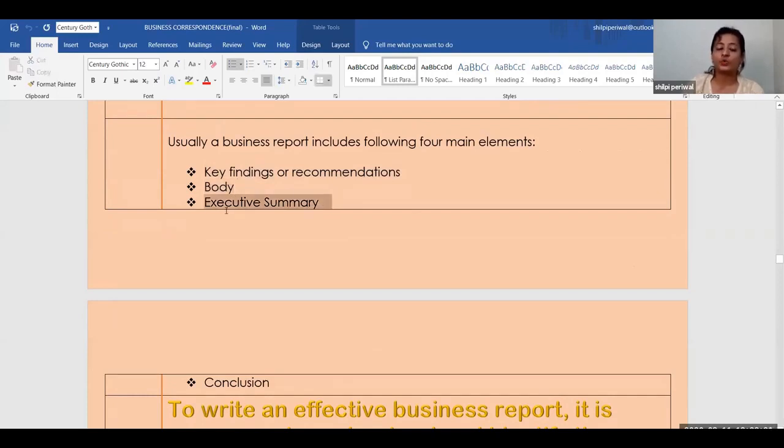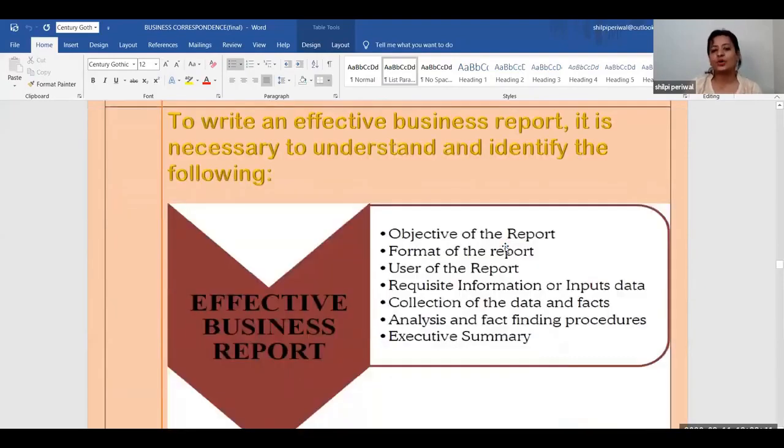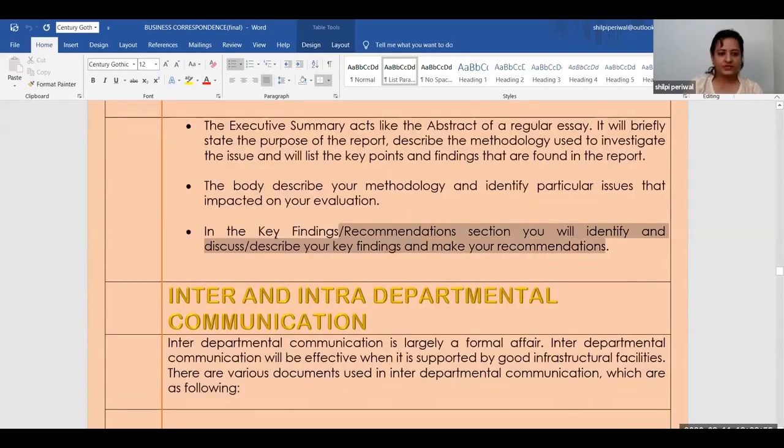What is your thought? What is your feeling? So you have to summarize the entire thing. Last is conclusion. So what action do you think the company should take based on this report? That is conclusion. All is okay. This is important, guys. Please mark it as important.